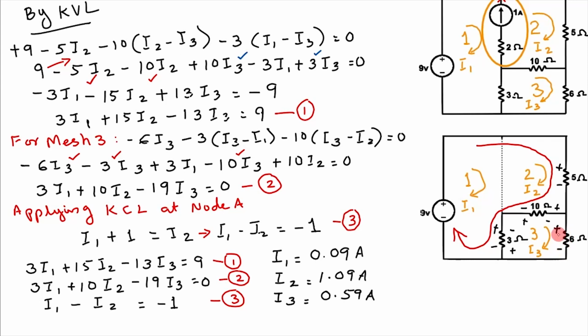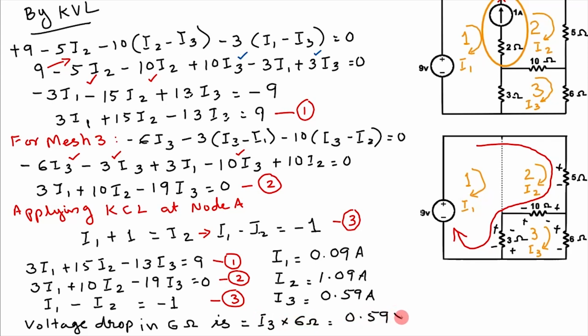Through the 6 ohm, current I3 is flowing, that is 0.59 ampere. So the voltage drop in the 6 ohm resistance is V is equal to I into R, that is equal to I3 into 6 ohm, that is 0.59 into 6, which is equal to 3.54 volts.